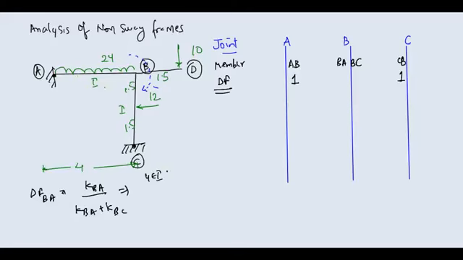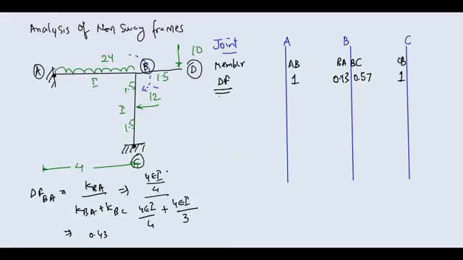AB, 4EI upon L is how much? 4 only, so it is 4EI by 4 plus this one is also 4EI divided by L, which is 3 meters. If you solve this, you will get distribution factor as 0.43. So here I am writing 0.43. Sum should be 1, so this is definitely 0.57.